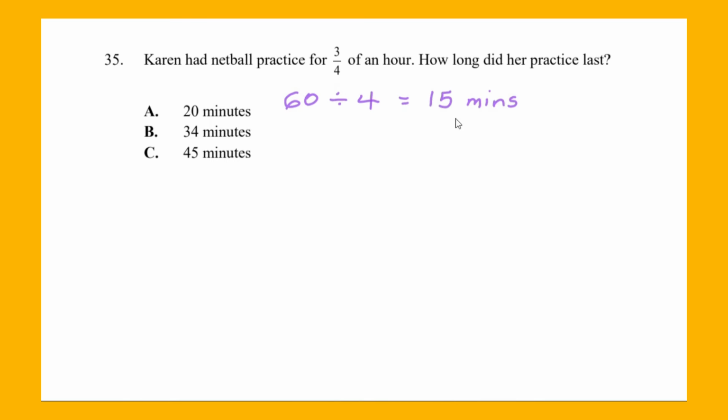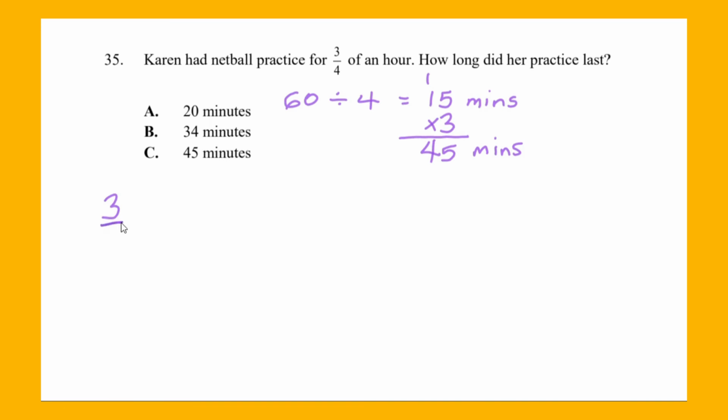So how much would 3/4 be? We're going to multiply 3 by the 15 to get how many minutes 3/4 would be equal to. 3 times 5 is 15. 3 times 1 is 3, plus the 1 that was carried over is 4. How about the next way?